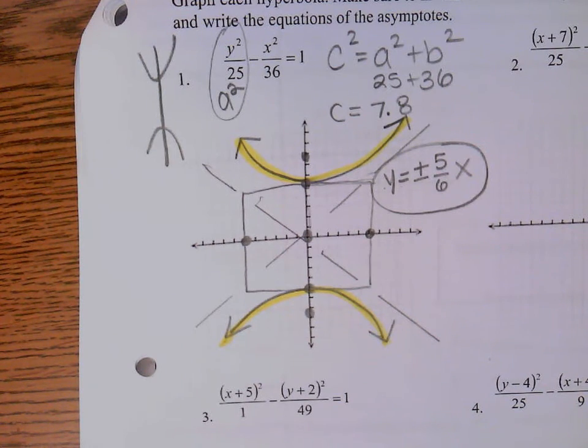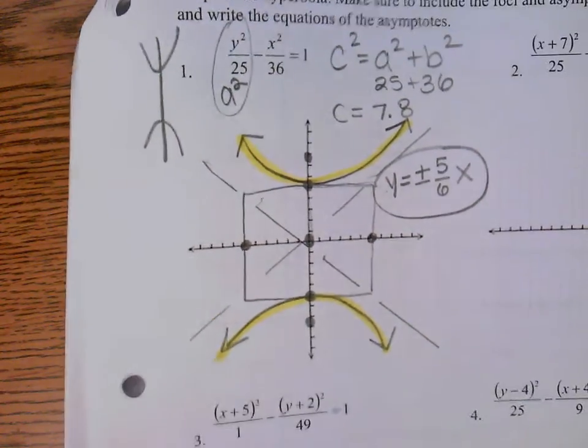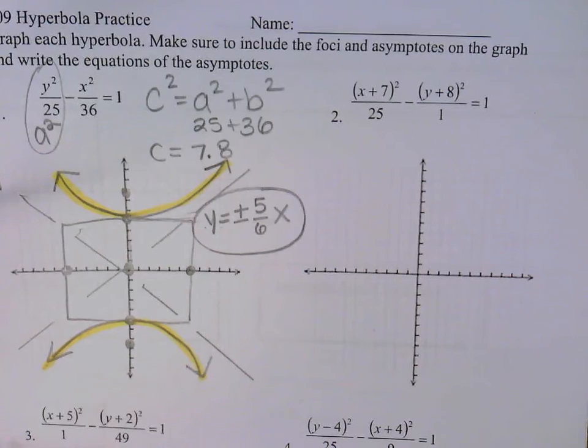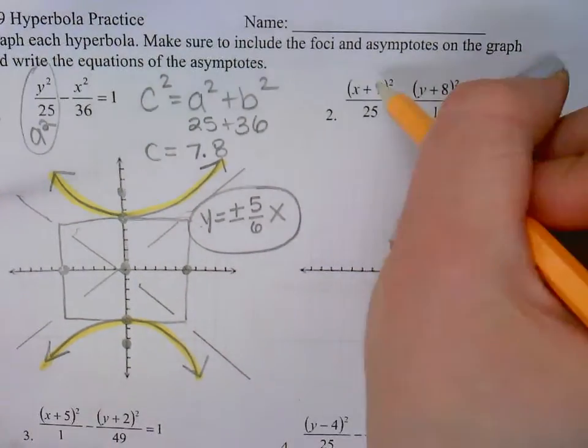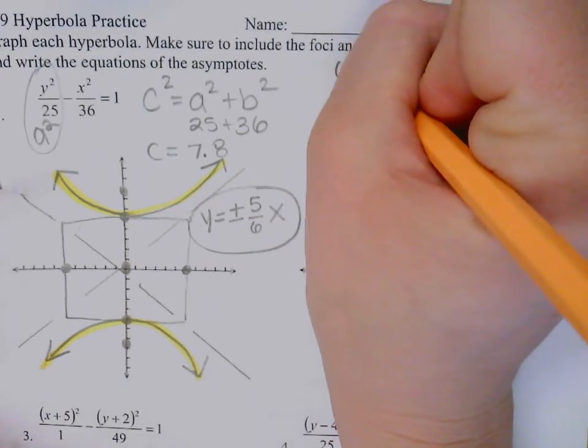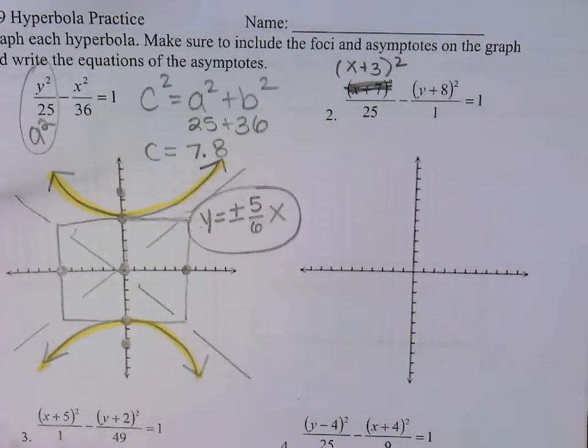All right, so now you're going to try example 2. Let's just make sure. Oh, you know what? I need to change example 2 because it goes way off the graph. Let's just change this to x plus 3 squared instead of x plus 7 squared, because it went way off the graph in the other class.